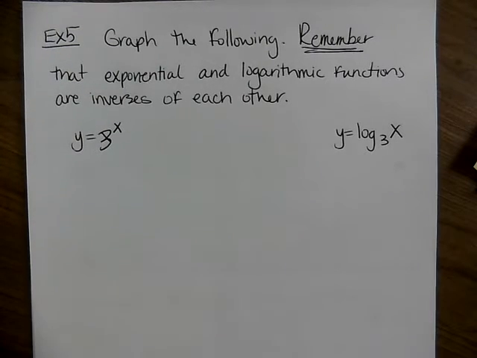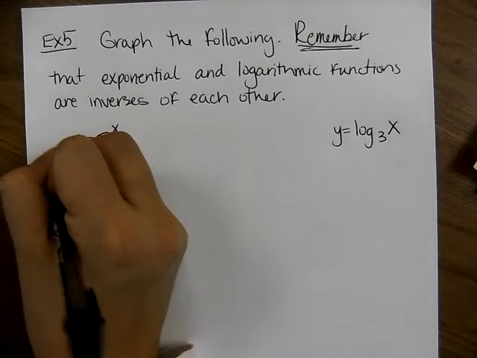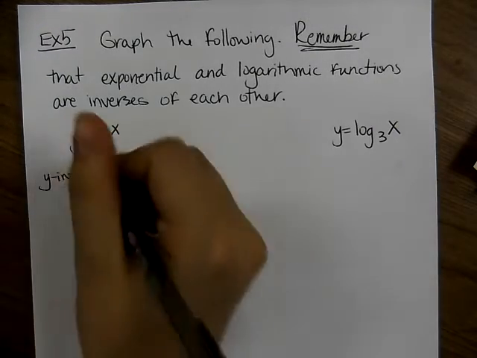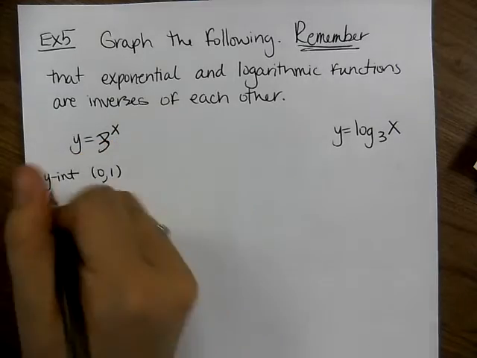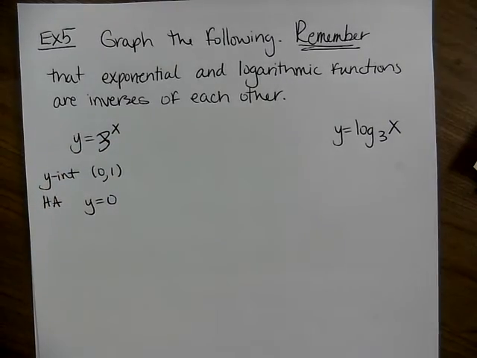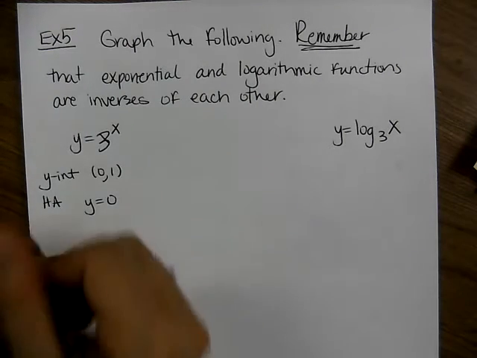Okay, so let's just think about y equals 3 to the x. We talked about this yesterday. Where is the y-intercept? At 0, 1, right? It also had a horizontal asymptote at y equals 0, didn't it? Right? Those were exponentials we talked about. What was the domain?